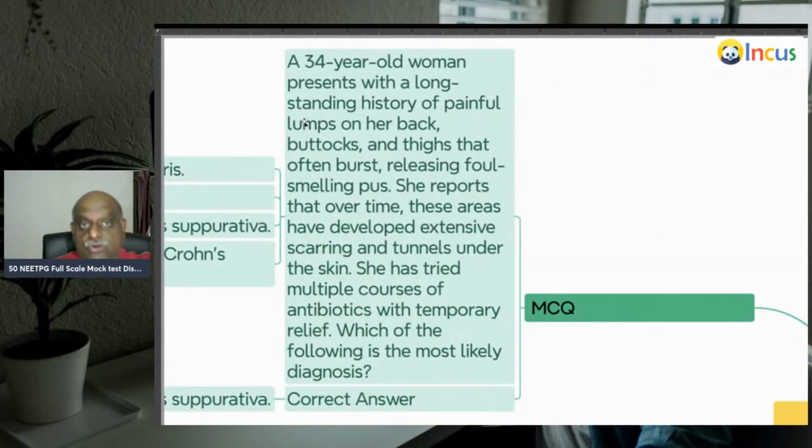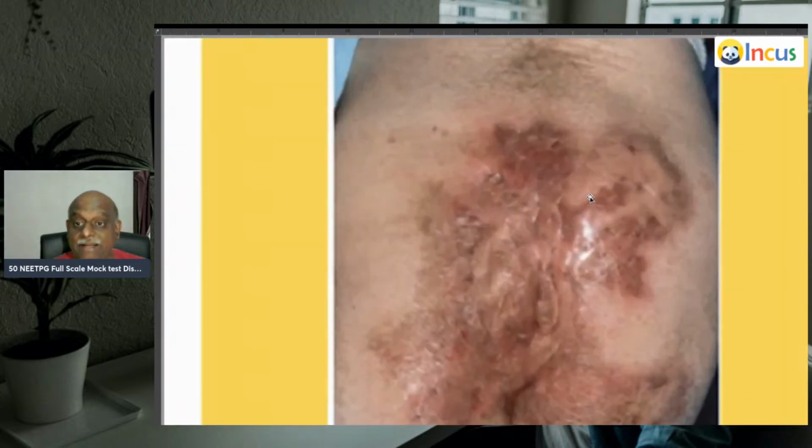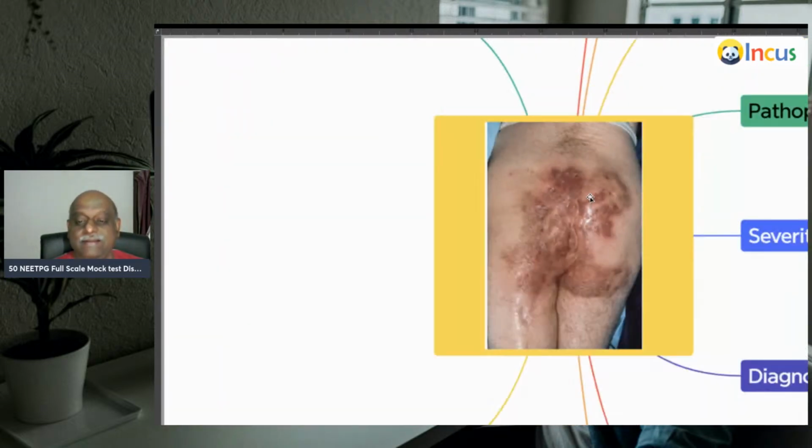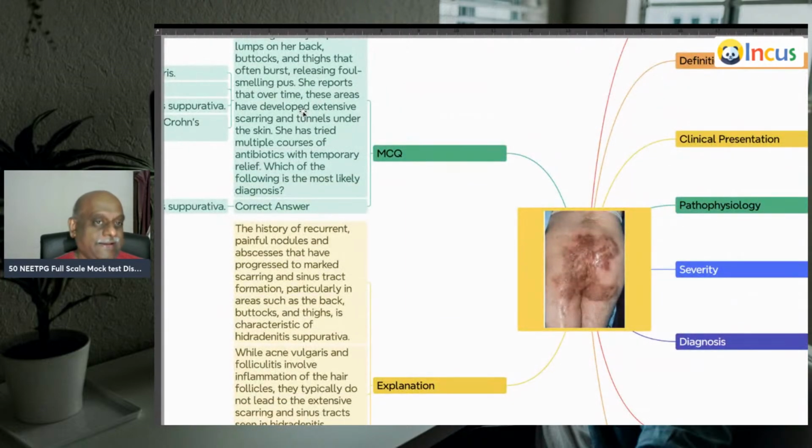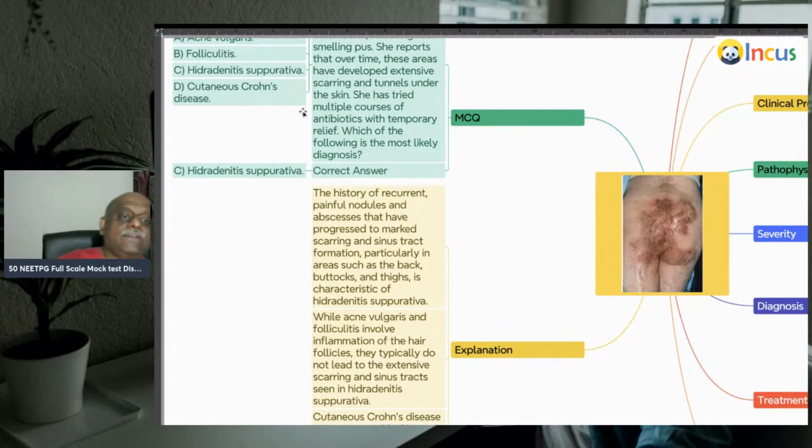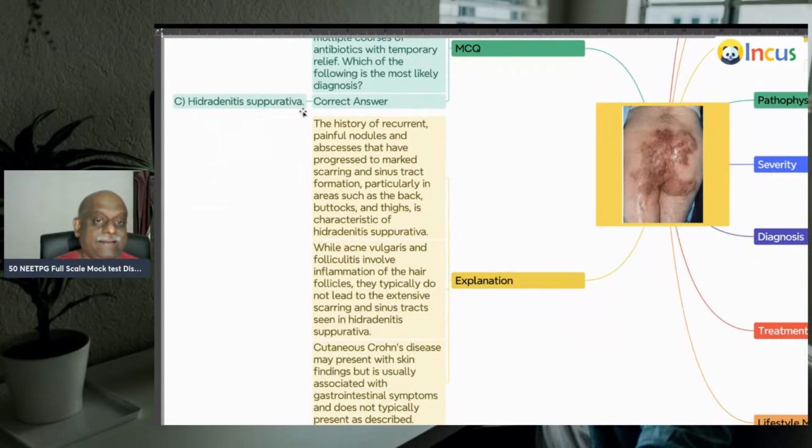A 34-year-old woman presents with a long-standing history of painful lumps on her back, on her buttocks, on her thighs. She developed extensive scarring and tunneling into the skin. So it is hidradenitis suppurativa. Why not acne vulgaris? They don't lead to extensive scarring and sinus tracts, which is the main differentiator, is what you have to remember, doctor.